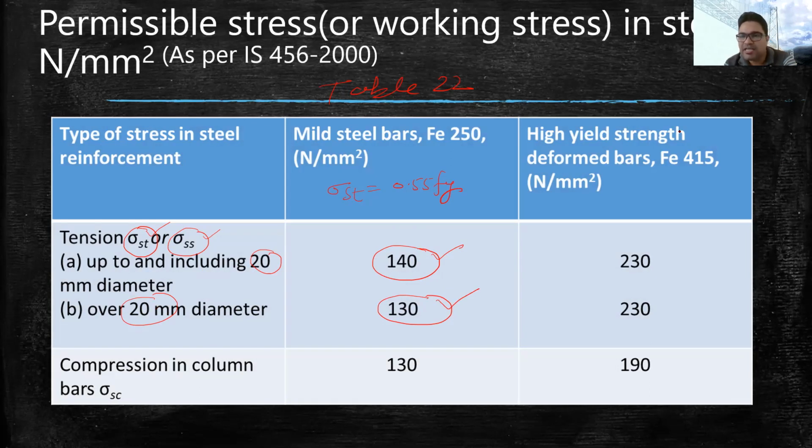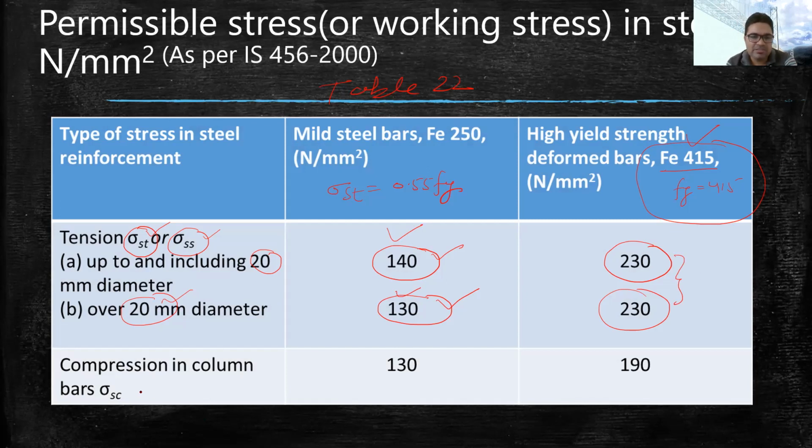But in case of the high strength bar that we use nowadays, which is say Fe415, in this case the Fy value will be 415. Normally nowadays we use this bar, and in this bar the permissible stress value of the steel will be 230, and whether it is less than 20 or more than 20 it will be the same. Why? Because the quality control and the manufacturing process is more refined than for the mild steel bar. So that is why we take a lesser value in the mild steel bar, but the same value for both sizes in this one, because the quality control is good in this type of bar.